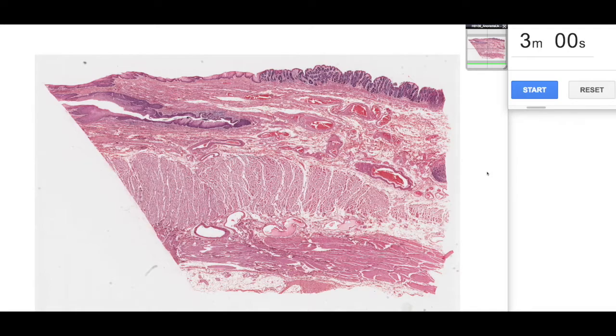Today we're going to be looking at the ano-rectal junction, so the junction between the rectum of the large intestine and the anal canal. So let's start our 3 minutes.